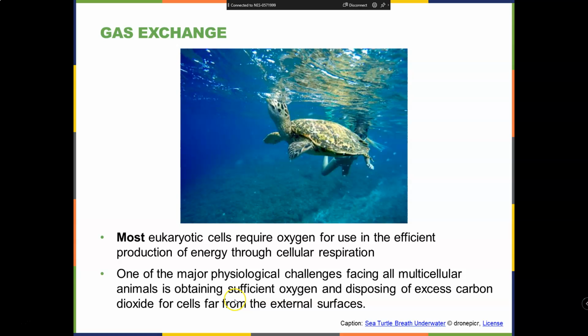So, there's got to be some mechanisms for improving that diffusion of nutrients and gases and whatnot to those internal tissues. And the same thing for getting rid of carbon dioxide and other metabolic waste products.